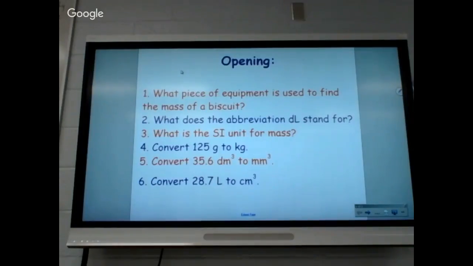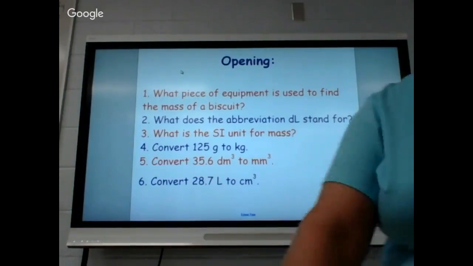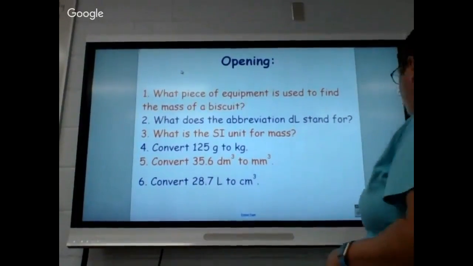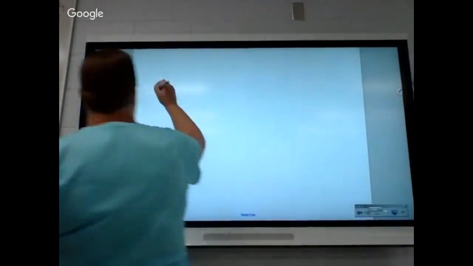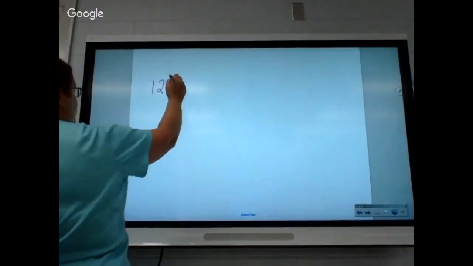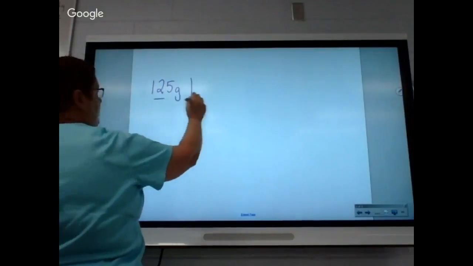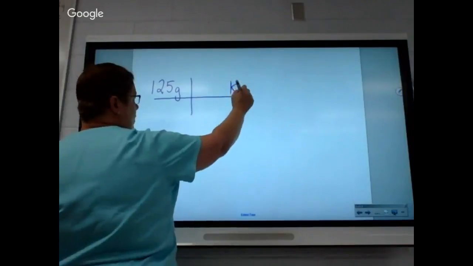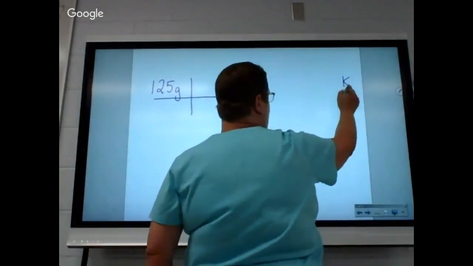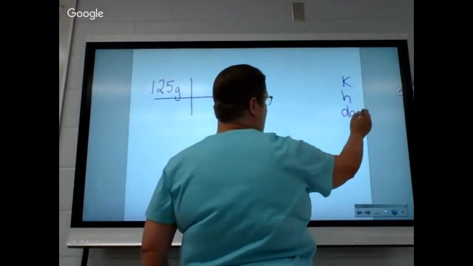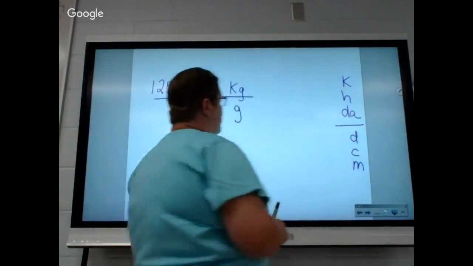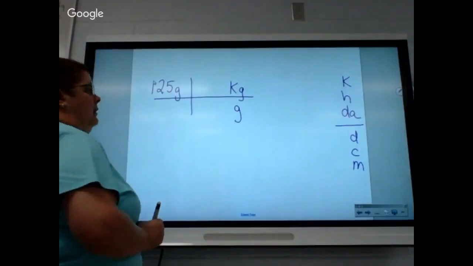All right, so numbers 4, 5, and 6 are like the homework questions that I gave you. In number 4, you have 125 grams. We're going to kilograms. So 125 grams. What goes on the bottom line? And what goes on top? Kilograms. All right, so King Henry died by drinking chocolate milk. Who's bigger? Kilogram.